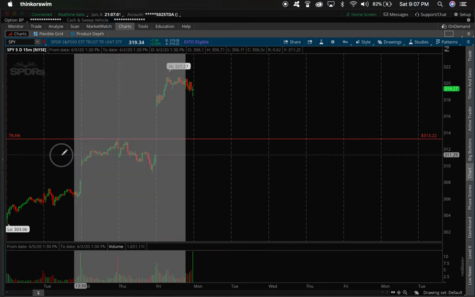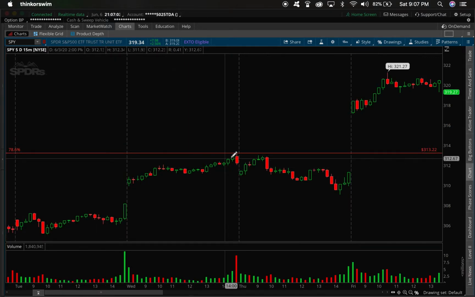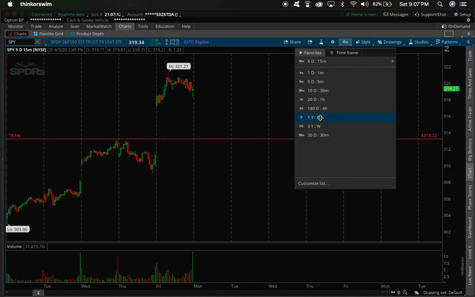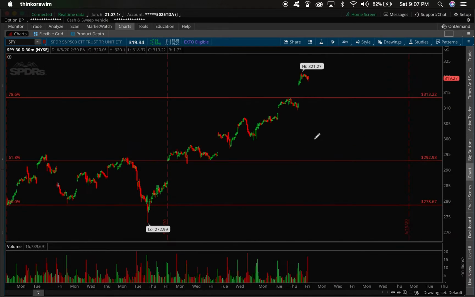Look at that right there. Tell me that's not accurate. That is extremely accurate with Fibonacci's for sure. I haven't used this a lot. I really haven't looked into this. Let's look back at the 30-minute chart.